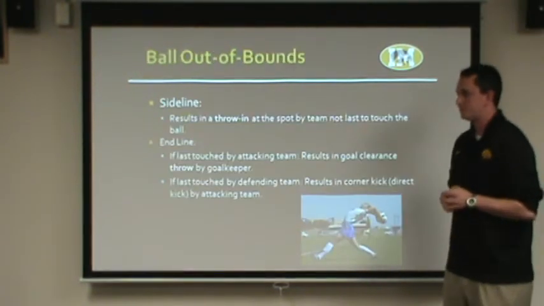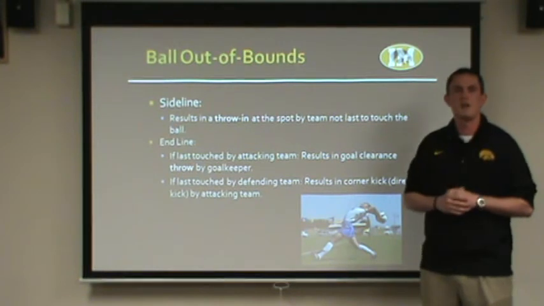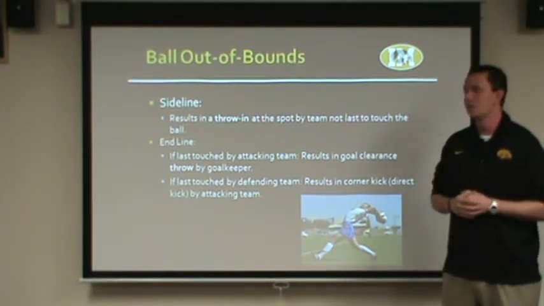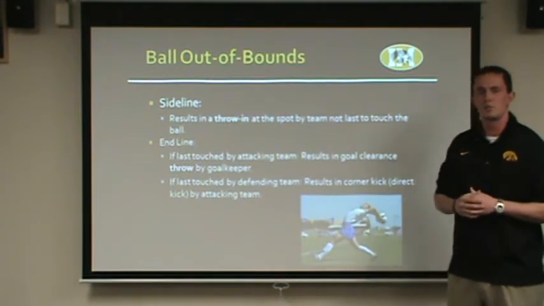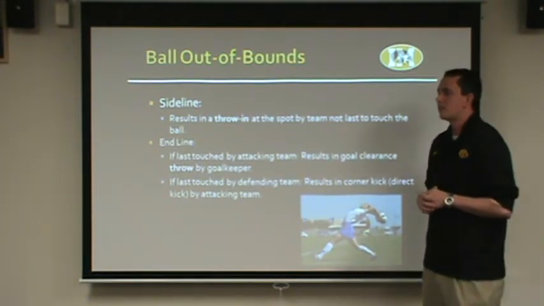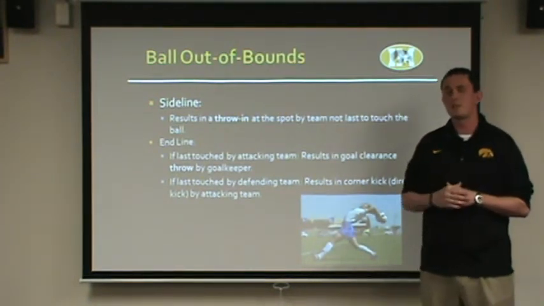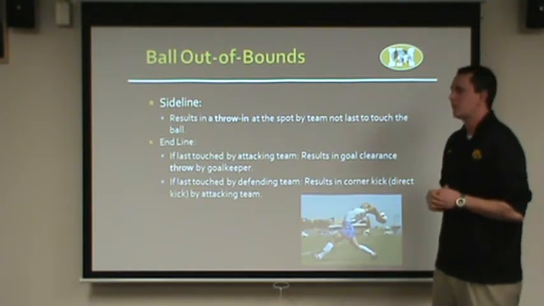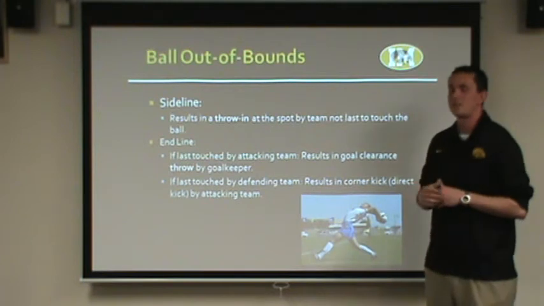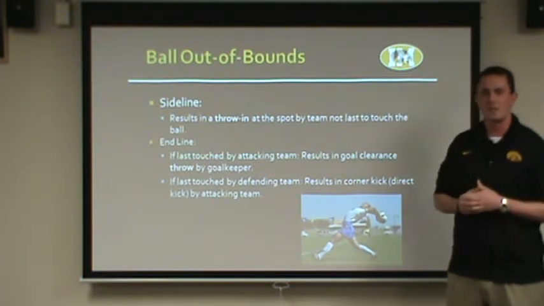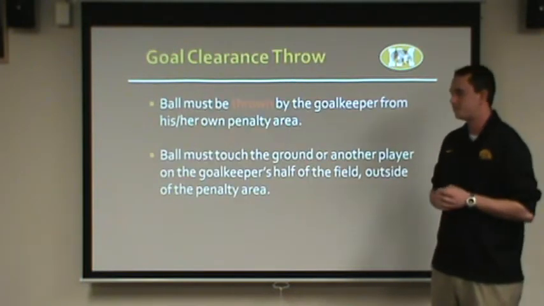If the ball goes out of bounds on the sideline, it's just going to be a regular over-the-head throw-in, just like outdoor soccer and what you're probably used to. If it goes out on the end line, if it's last touched by the attacking team, it's going to result in a goal clearance throw by the goalkeeper. If it's last touched by the defending team, it's going to be a corner kick, just as in standard soccer.